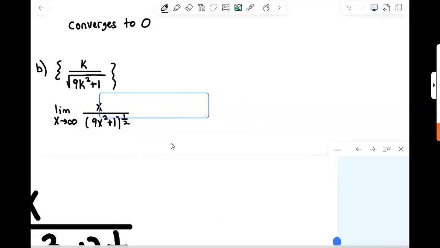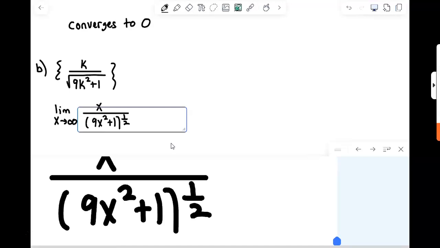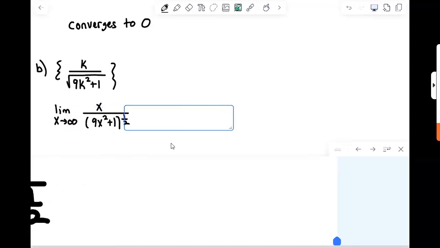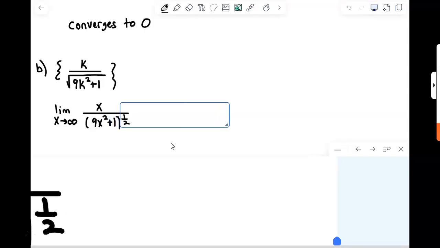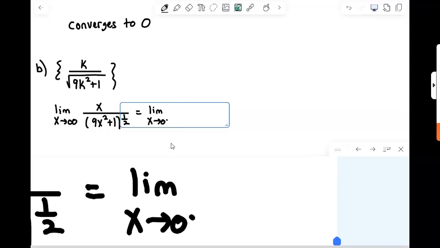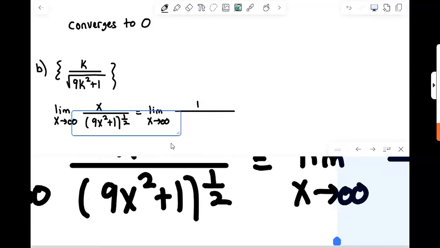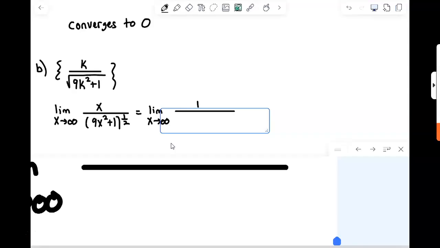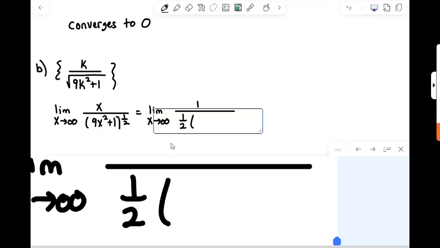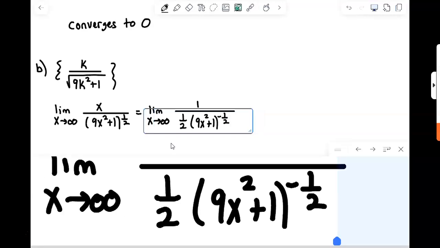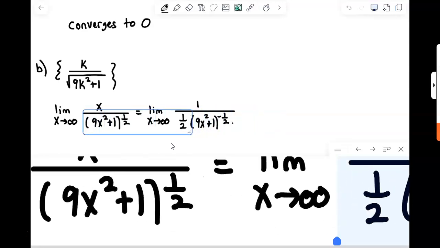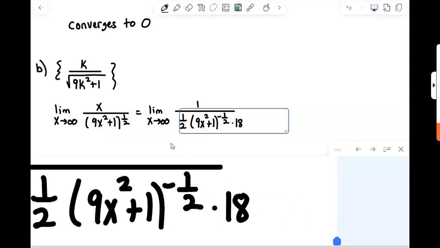Okay, so this, of course, is an infinity over infinity limit. So we attempt to use L'Hopital's rule. So we take the derivative, limit as x goes to infinity. The derivative of the top is 1 over the derivative of the bottom. What's the derivative of the bottom going to be? Well, that'll be 1/2 times that stuff, 9x squared plus 1, now to the minus 1/2, times the derivative of the inside stuff, 9x squared, which will be 18x.